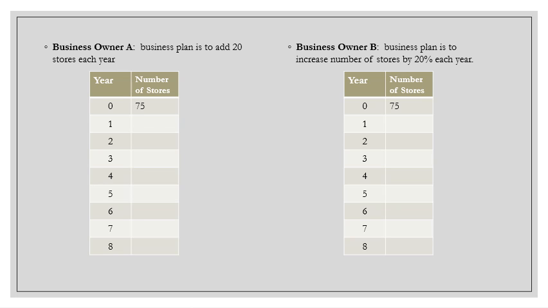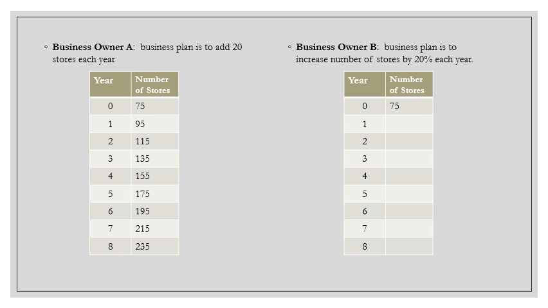Okay, so let's say we have two business owners. They're both going to start with 75 stores, and they have two different business plans. Business owner A wants to increase her stores by 20 each year. So she'll go from 75 stores to 95 stores to 115 stores, etc. Okay, adding 20 stores each year.